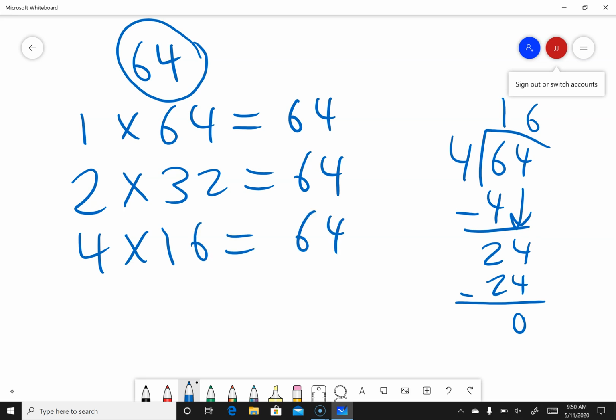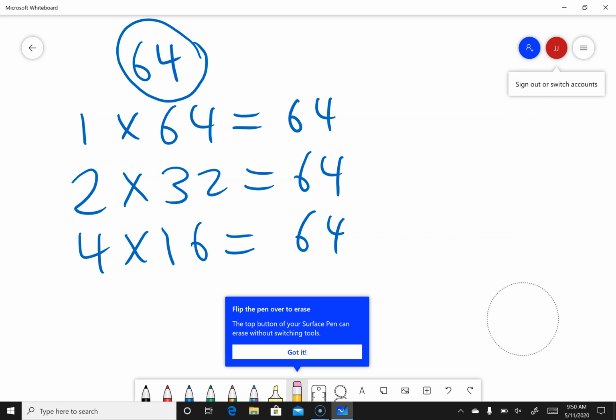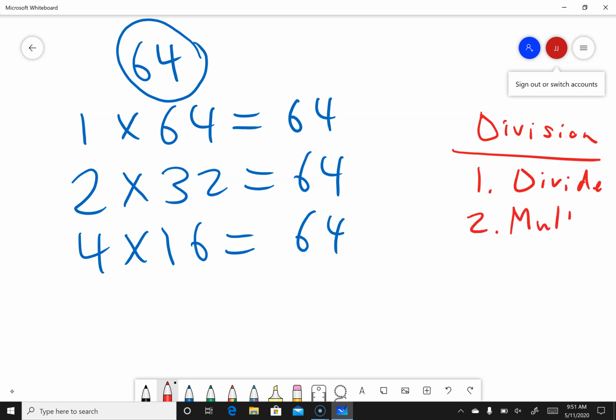Okay, for these problems, I was just using the standard procedure of our 4 steps for division. Our 4 steps for division, remember, are divide, multiply, subtract, drop down. So remember those. They'll come in very handy when we are finding factors.